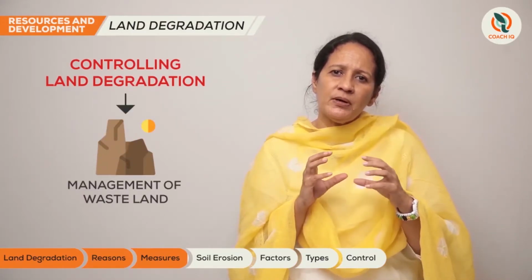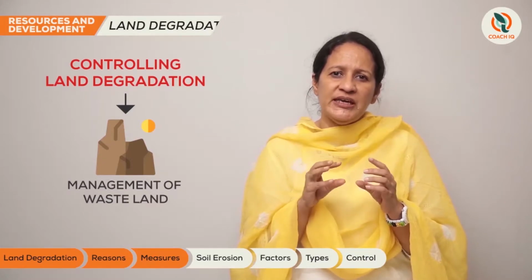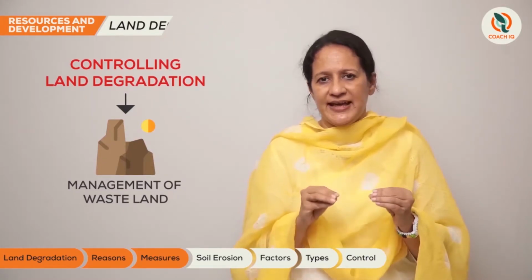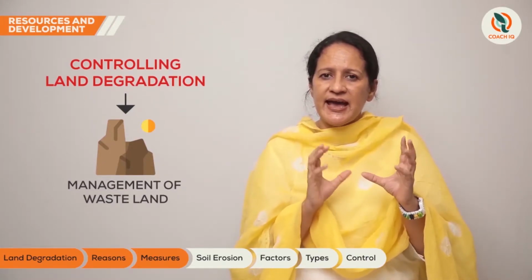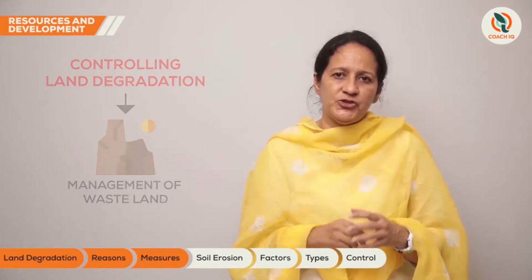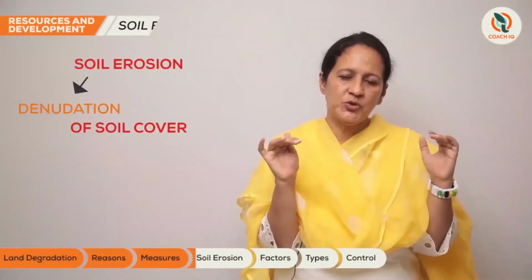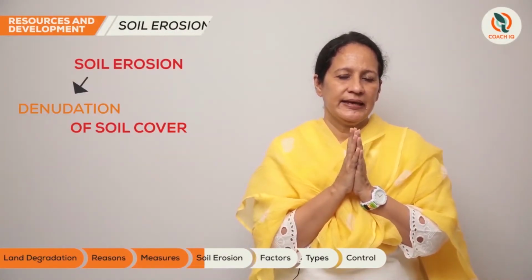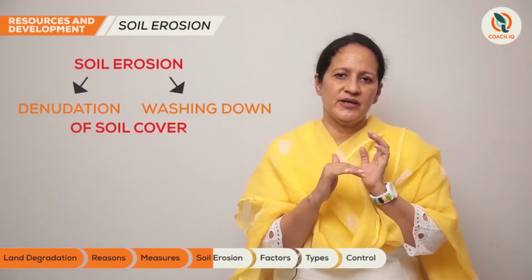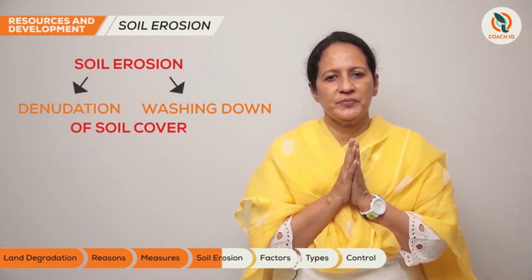That is proper managing of rocky, barren and arid lands. So in this way we can control land degradation. Now we speak about soil erosion. The denudation of the soil cover and the subsequent washing down is called soil erosion.